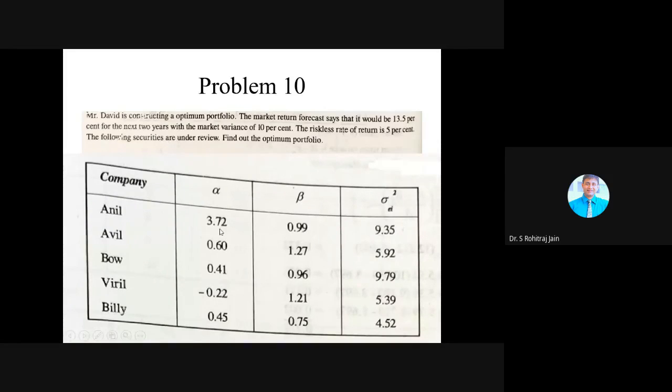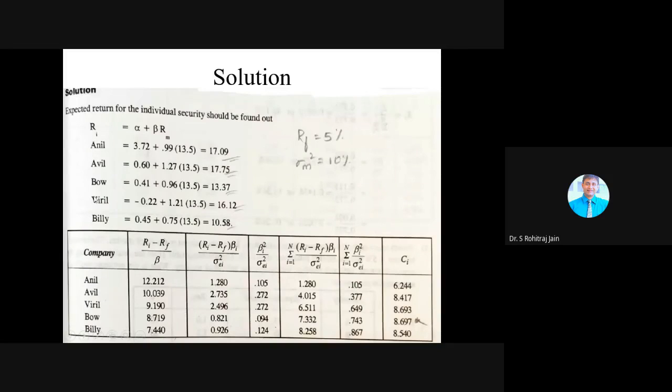So what I'll do here first, I solve for each individual security, that is alpha plus beta into RM. I got 17.09. Similarly, for the second stock, 0.6 plus 1.27 into 13.5, that is equal to 17.75. What is this 13.5 in the problem? Whether they have given me, what is this? 13.5, so market return. Fantastic. All of you, 13.5 is the market return which they have given me in the problem.